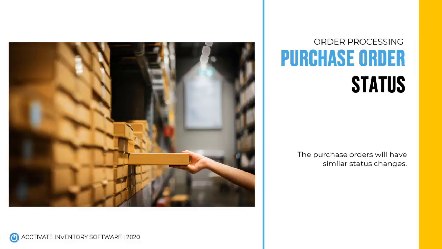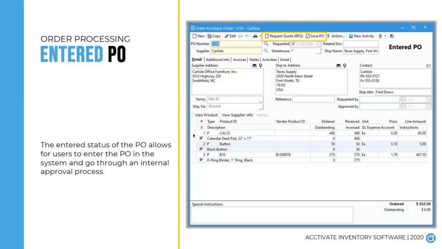All right, so let's talk about purchase orders. Purchase orders are really similar. They don't go through the same steps, but we did make a lot of similar changes as far as the next action button goes. All right, so the entered PO that we're looking at here is my first step in creating a PO. That's not to say that it's yours.